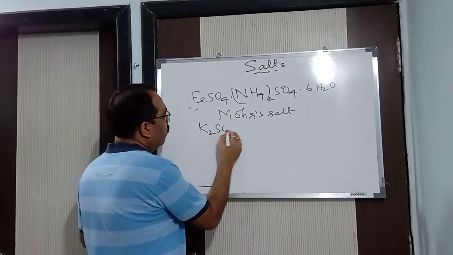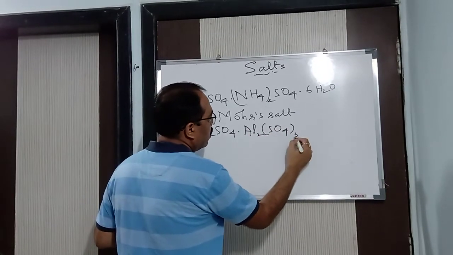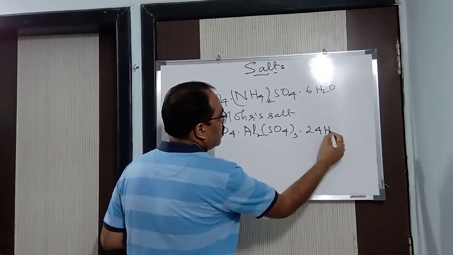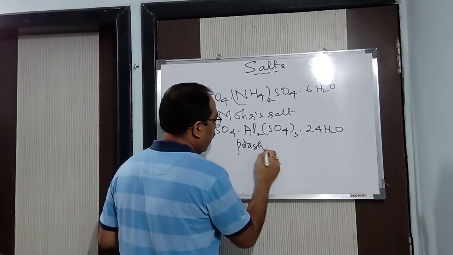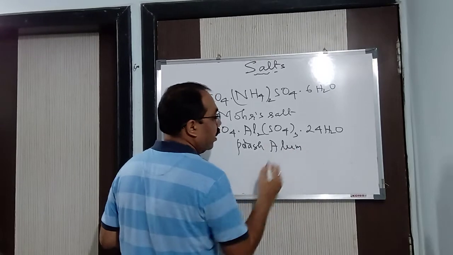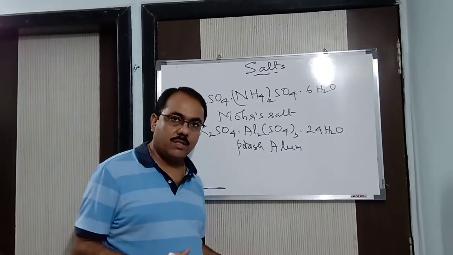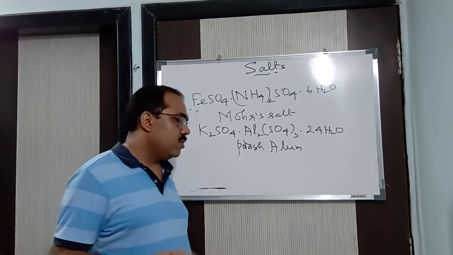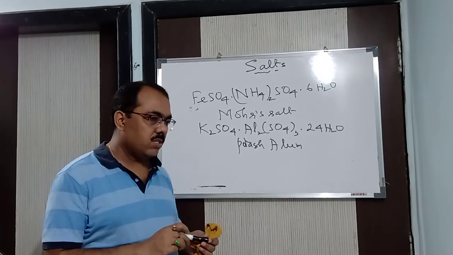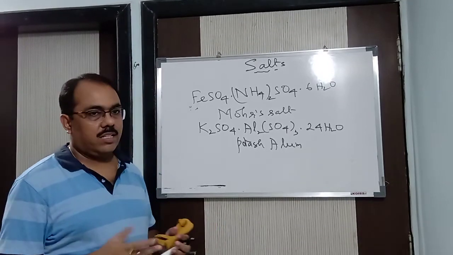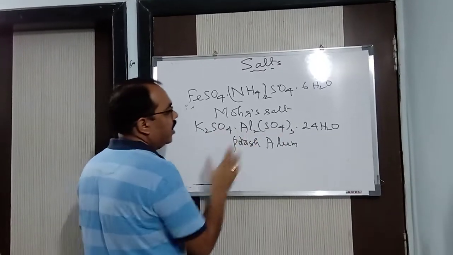Similarly, K2SO4·Al2(SO4)3·24H2O. What is this? This is nothing but potash alum, which we call fitkiri. We use it in the house for sedimentation of muddy water, and it is also used in the saloon after shaving, because it is an antiseptic. So this is a double salt, potassium sulfate and aluminum sulfate.